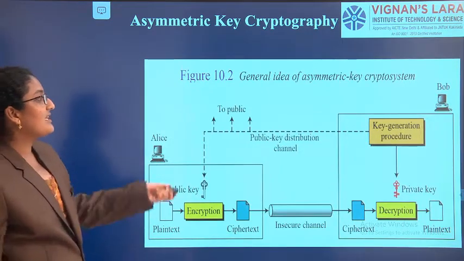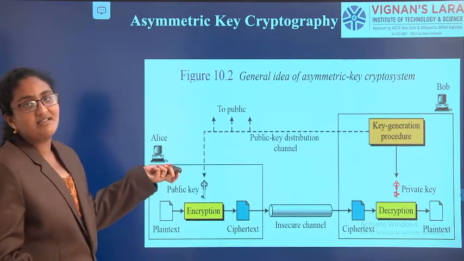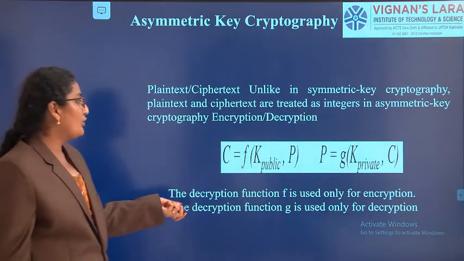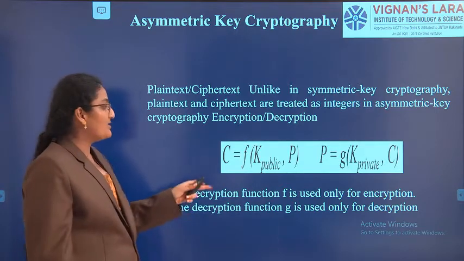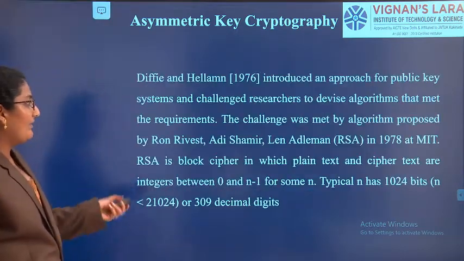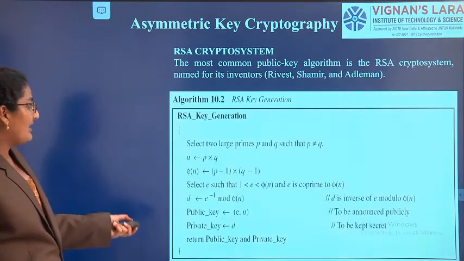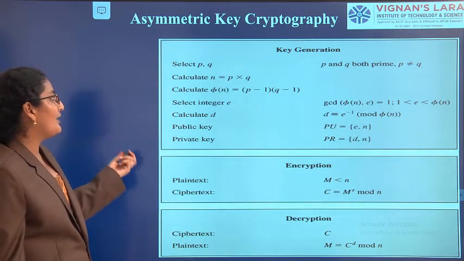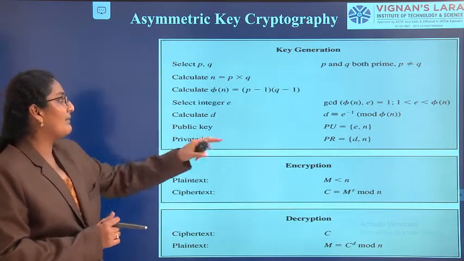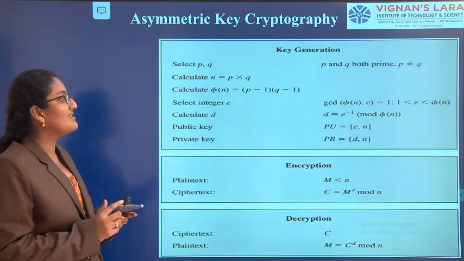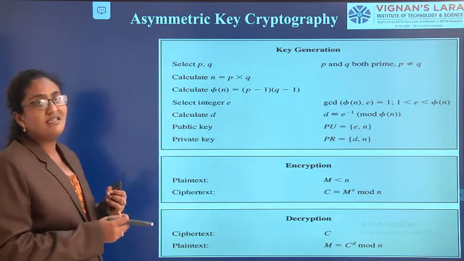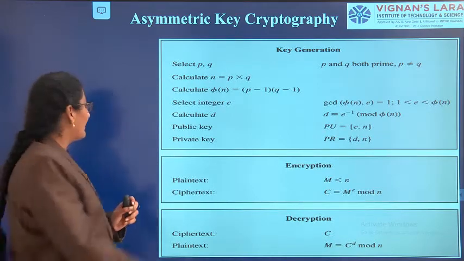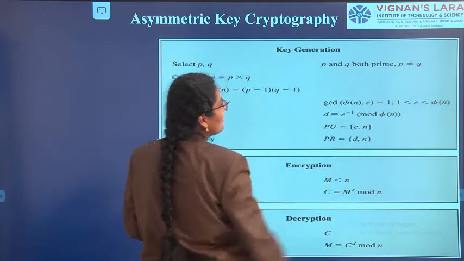So how are these keys generated? Keys are generated by the key generation procedure. The communication is happening in the insecure channel and we have 2 functions f and g. F is for encryption and g is for decryption. Then we have discussed RSA. What is the key generation in RSA? We have to take 2 large prime numbers p and q, calculate the n value, and calculate phi of n. Then we determine e with the condition 1 < e < phi of n. The public key is (e, n), the private key is (d, n). By having all this, you calculate d, using the formula d equals e inverse mod phi of n.